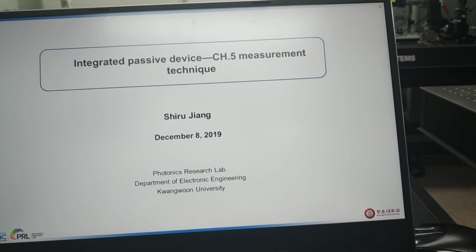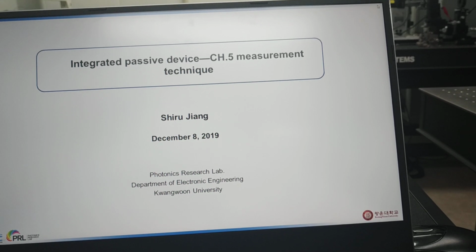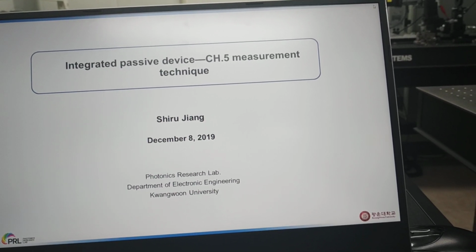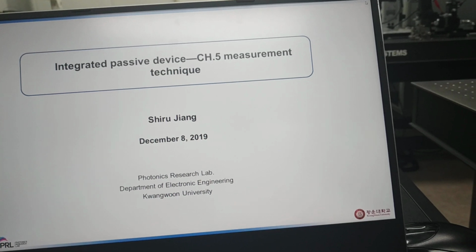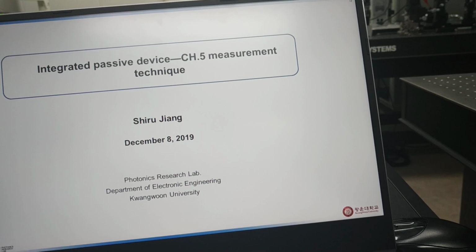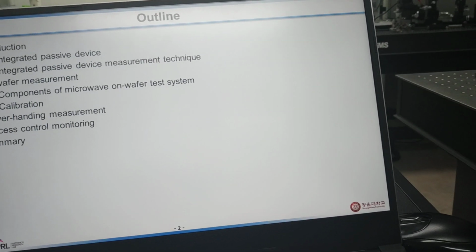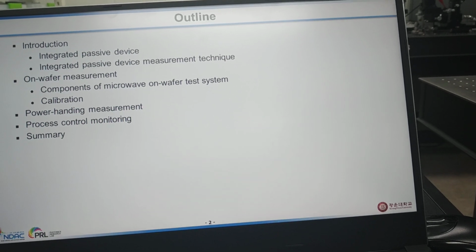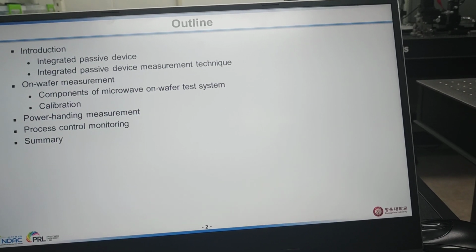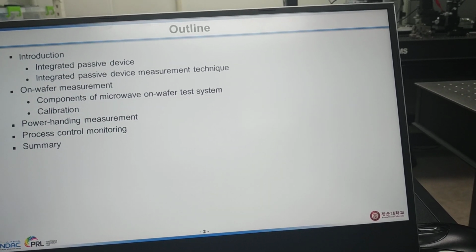Today my topic is the integrated passive device measurement technique. That's the fifth chapter of Professor Kim's book. First I will give the introduction about integrated passive device and the measurement technique.